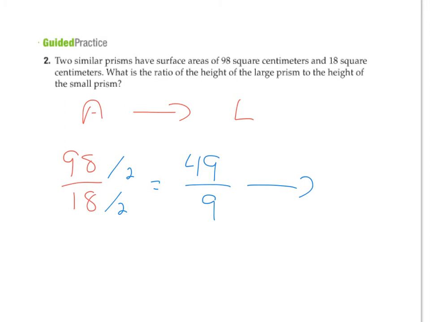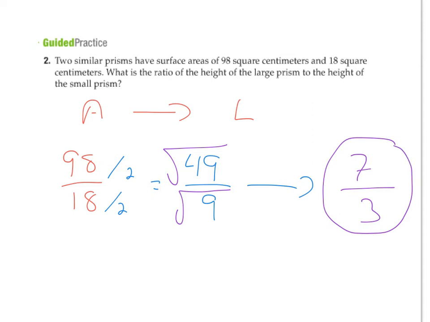The square root of 49 is 7. The square root of 9 is 3. So the ratio of their lengths is 7 to 3, so that would include the ratio of their heights, because the height is a linear measurement.